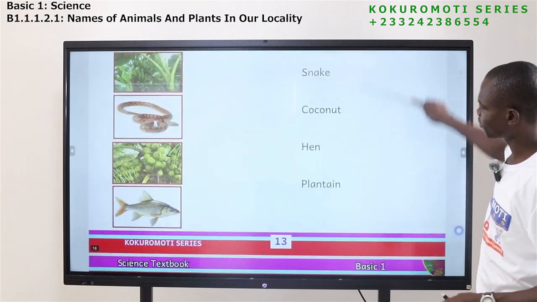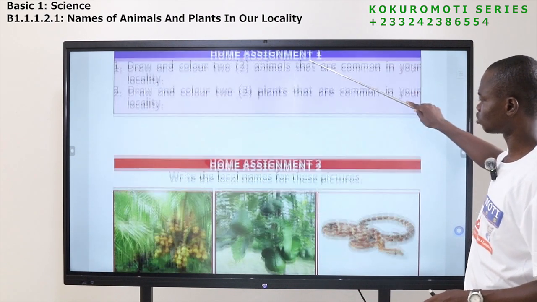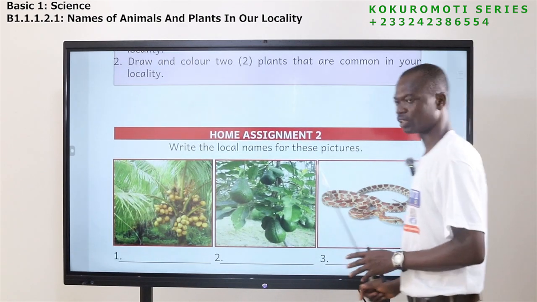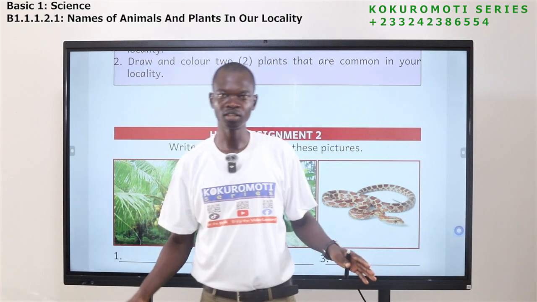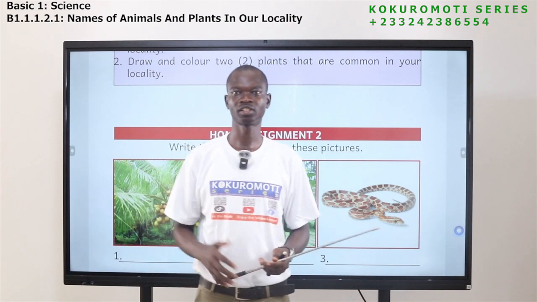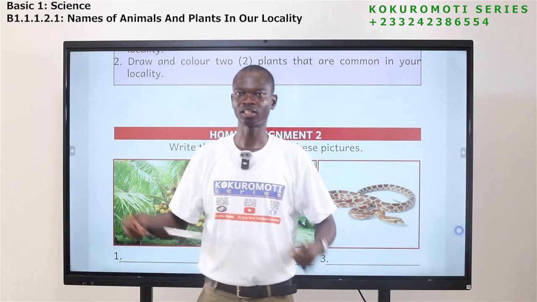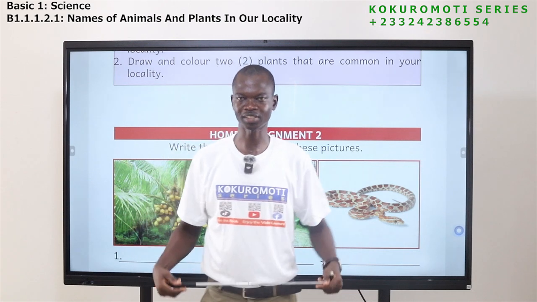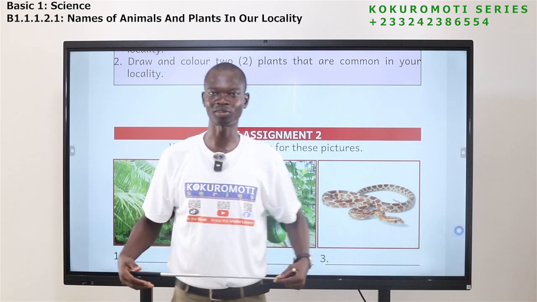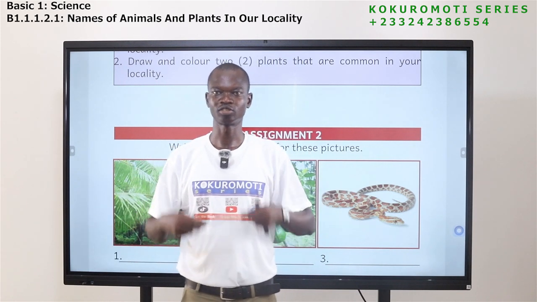We have exercise 2, exercise 3, exercise 4. Then home assignment 1, home assignment 2. So please take your time and do this work for me. Get a copy of the book and do the exercise. After that, if you have questions, feel free to ask me. Let your mother or your father help you ask your questions. Go to the comment section and ask your questions. You can even do an audio recording and send it to me.